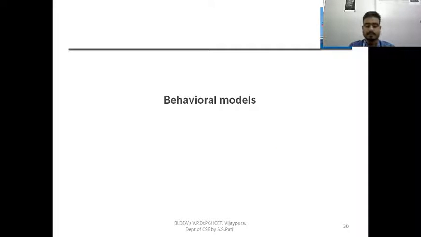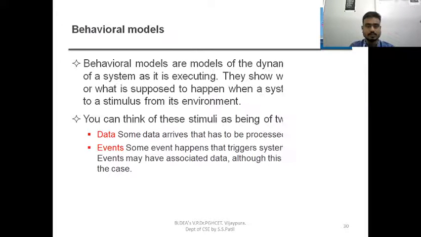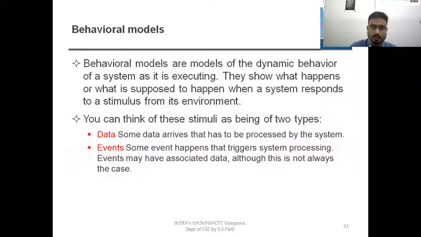Next comes the behavioral models. What exactly is the behavioral model? How the model is going to behave, those things come under the behavioral model. Behavioral models are the models of the dynamic behavior of the system as it is executing. They show what happens or what is supposed to happen when the system responds to stimulus from its environment.